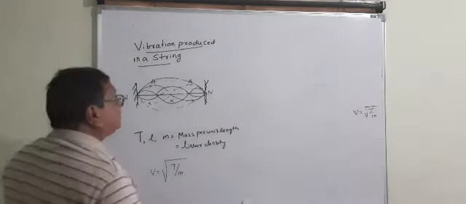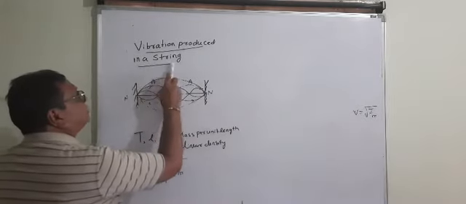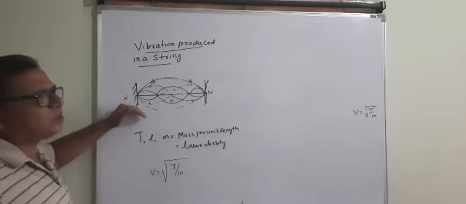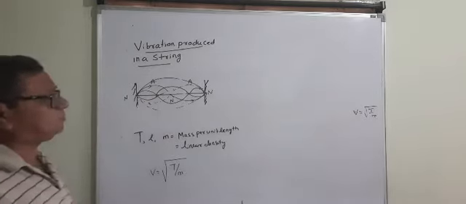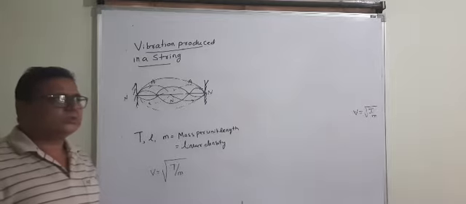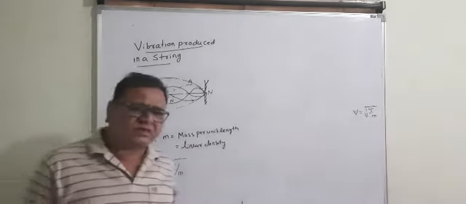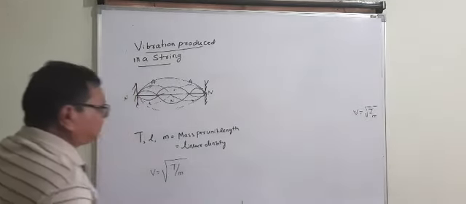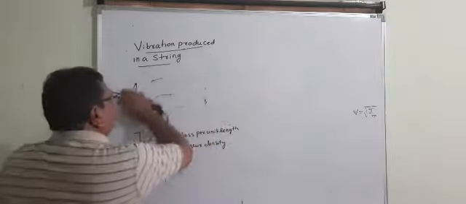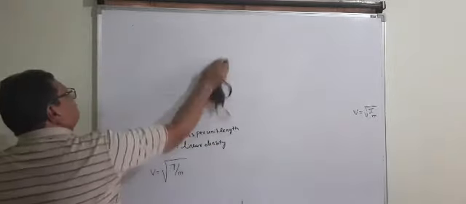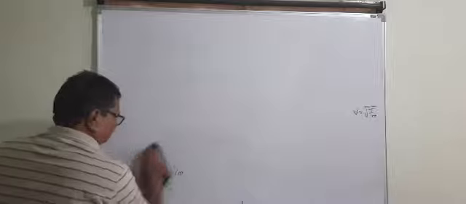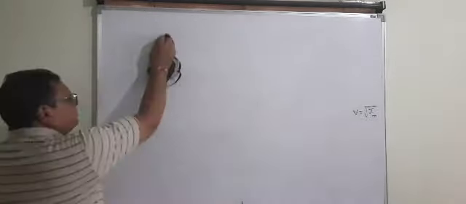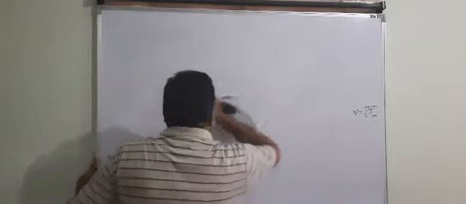What are we discussing? Vibration produced in a string. How are the vibrations produced? Transverse waves are produced, and these transverse waves interfere with each other, and stationary waves are produced. So a string can vibrate in different ways, and the different ways of vibration are called modes of vibration of a stretched string. How they vibrate and what the frequency would be, we have to discuss. What would be the relation between the frequencies, that is what we are going to discuss.